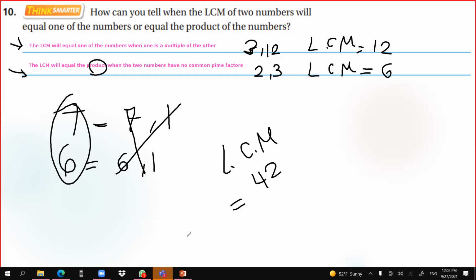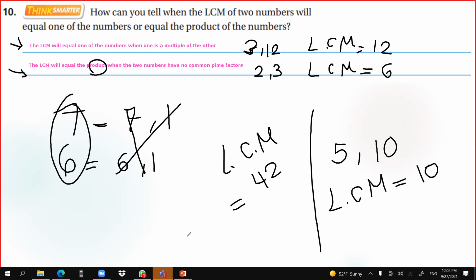No, see here you have been asked about the least. So 50 is not the least one. The least one here is 10. Because here what do we have? You have 5 and 10. So now you have to ask yourself, is 10 a multiple of 5? Yes, so the least common multiple will be 10. So the number in the square is 10.